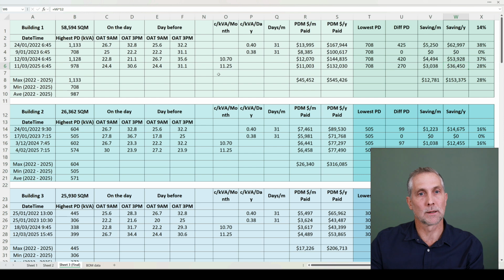Anyway, sort of digressing slightly. Let's get back on track here, because we started off by talking about optimal start. Start the equipment as late as possible, reduce runtime.